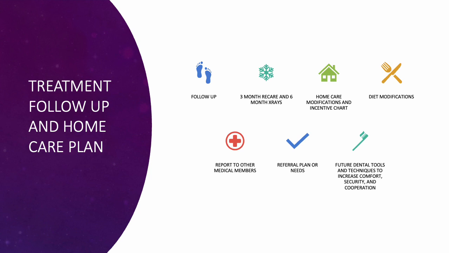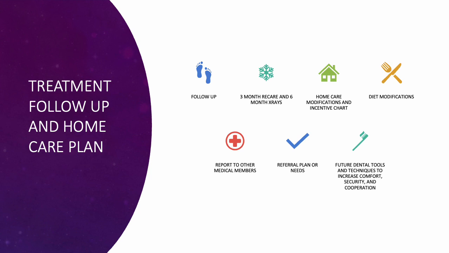Okay, so how are we going to follow up with this? We're going to put this child on a 3-month recare and a 6-month x-ray recare cycle until I see him go 18 months without a new cavity, in which case I will ease off on the high return plan. I want to modify his home care and I want to incentivize him with some kind of star chart. Maybe we could offer him a little extra time playing Roblox or a little extra time playing soccer outside if I get that home care.